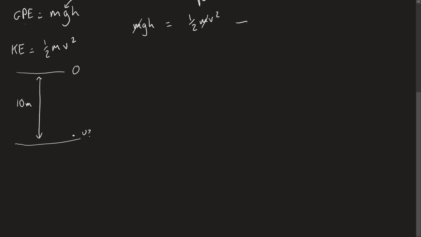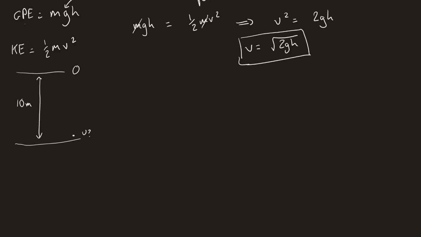I can then rearrange for v squared is equal to 2gh, and you'll see that v is therefore equal to root 2gh. And you'll probably see this formula pop up sometimes when you're solving these equations. Then all we have to do to solve for the velocity is say v is equal to root of 2 times 9.81 times h, which is 10, and this gives us roughly 14 meters per second.